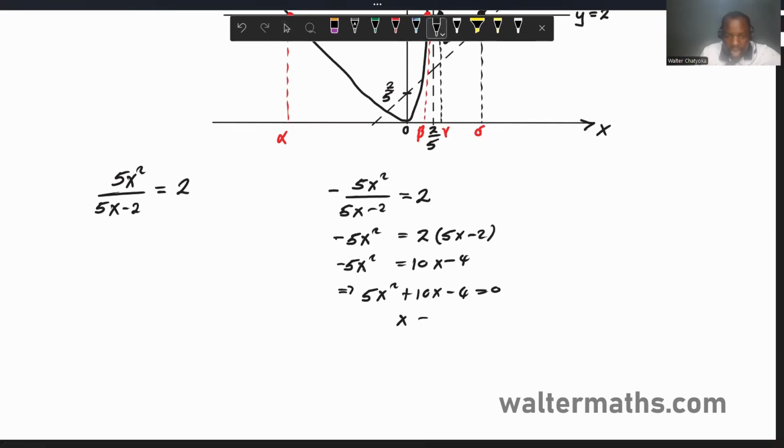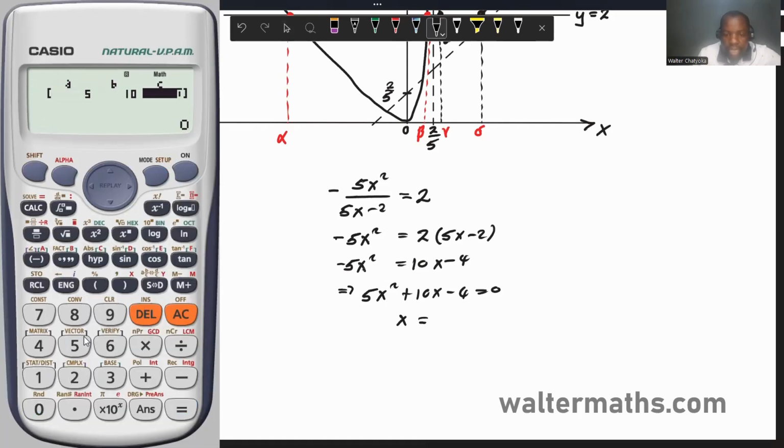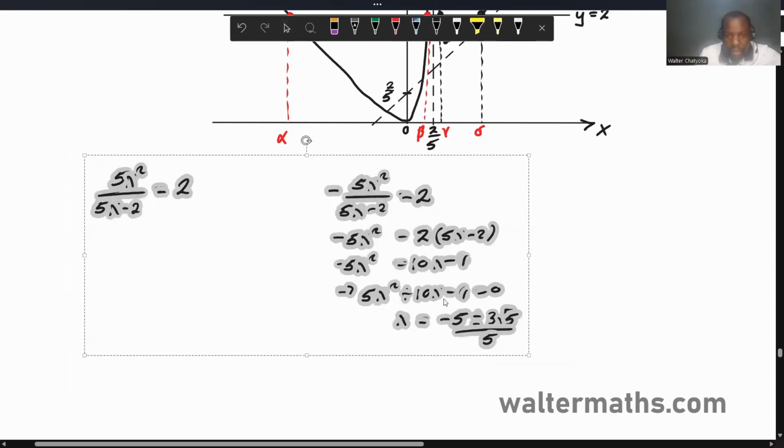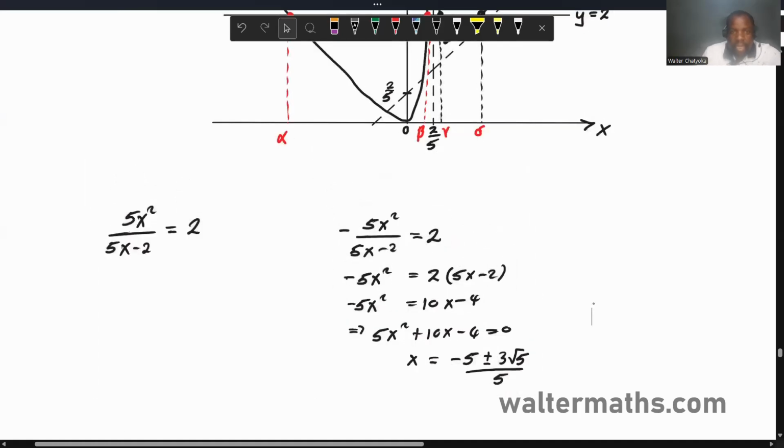And if we solve this for x using our calculator, we get the possible values of x to be minus 5 plus or minus 3 root 5 all over 5. So that's what we're getting. So these are alpha and beta, basically. So I'm going to move this a little down. So for alpha, that's going to be minus 5 minus 3 root 5 all over 5. And for beta, that's going to be minus 5 plus 3 root 5 over 5. So that's what we're having for beta here. I'm going to move this to the left a bit.